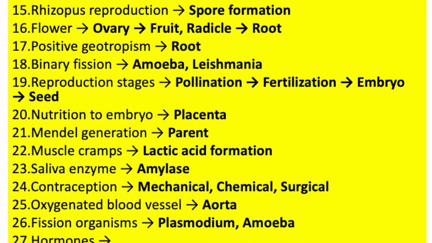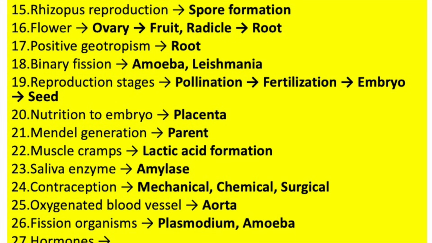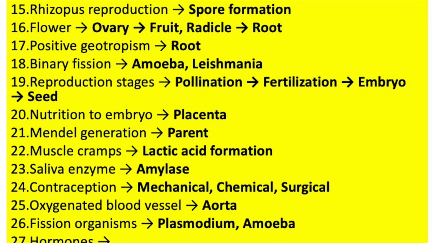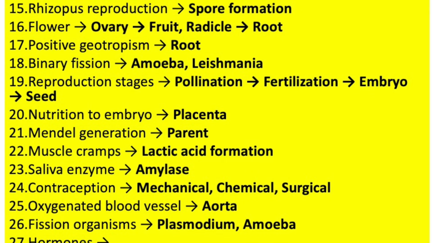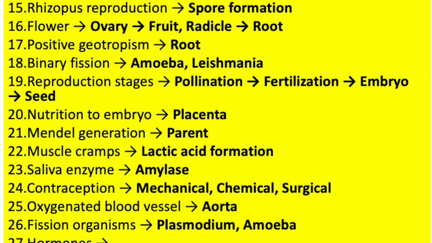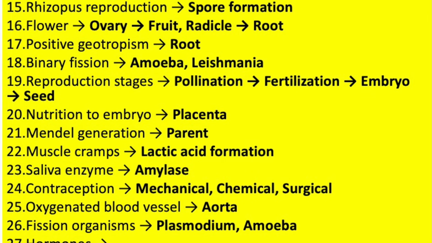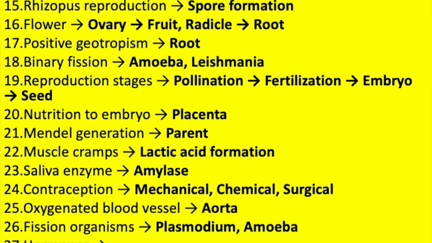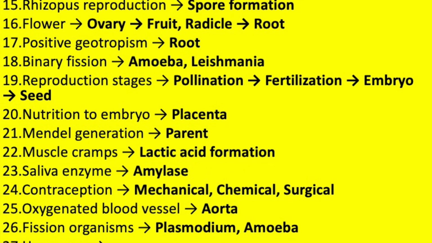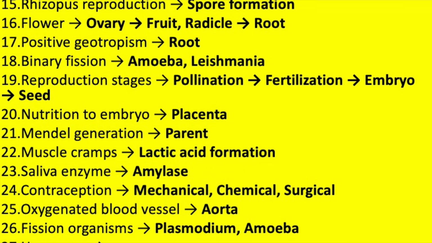Rhizopus reproduces by spore formation. Flower contains ovary that changes into fruit. Radicle is the first cell for root formation and plumule is the first cell for shoot formation. Root shows positive geotropism. Amoeba and Leishmania reproduce by binary fission.